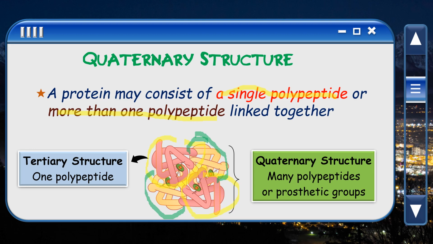This is a polypeptide, this is a polypeptide, but they are the same, but they are more than one. They are joining together. And the other one, they are the same, but they are joining together, 4 of them, and then they are forming what we are calling a quaternary structure. Of course, plus our prosthetic groups.